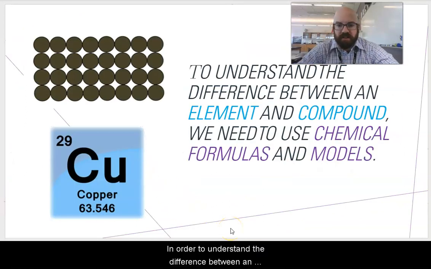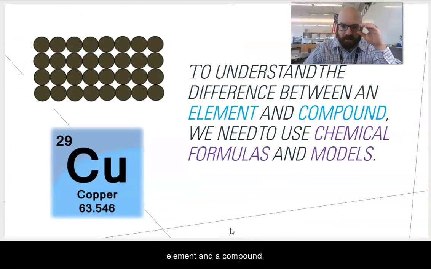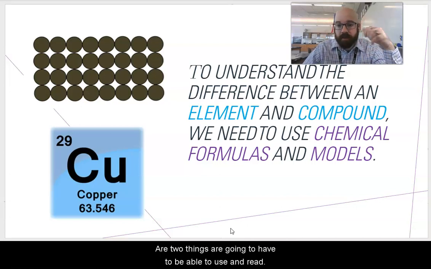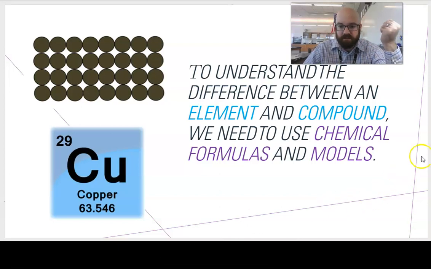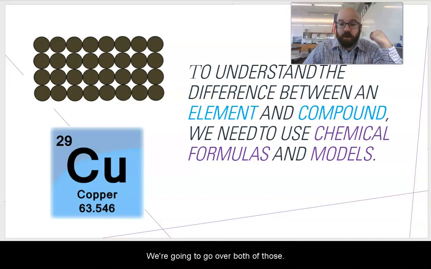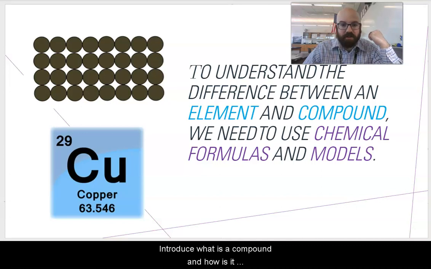In order to understand the difference between an element and a compound, there are two things you're going to have to be able to use and read to successfully do this. They are chemical formulas and models. We're going to go over both of those and then introduce what is a compound and how is it different from an element.